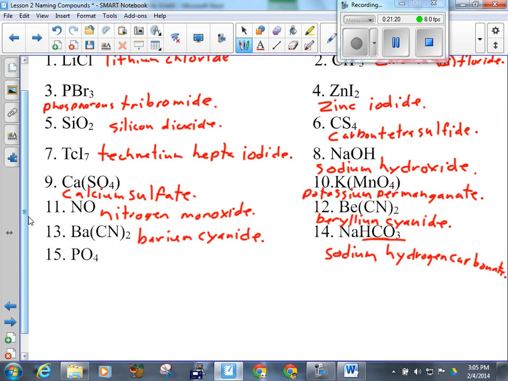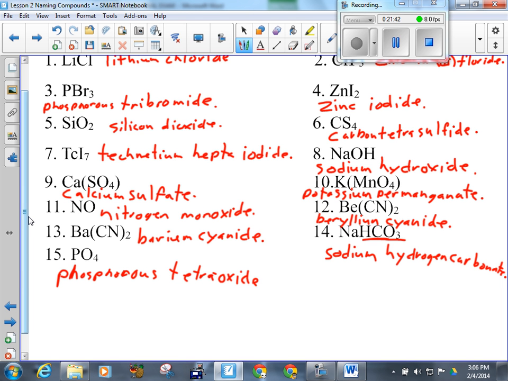All right, and number 15, we got phosphorus with 4 oxygens. That's molecular. So we've got phosphorus tetraoxide. All right, questions on any of those? All right, so that's the naming stuff.